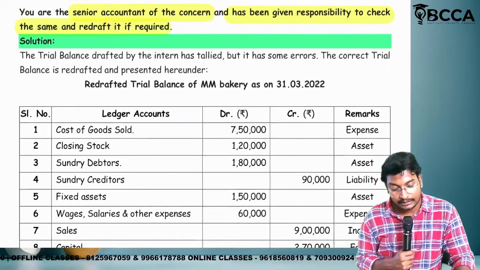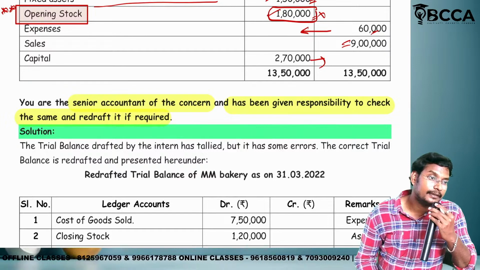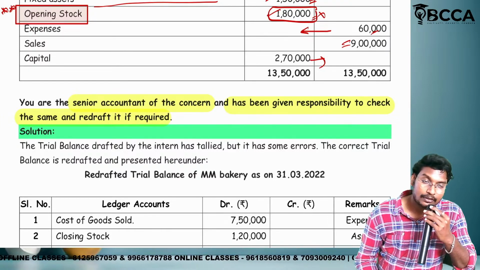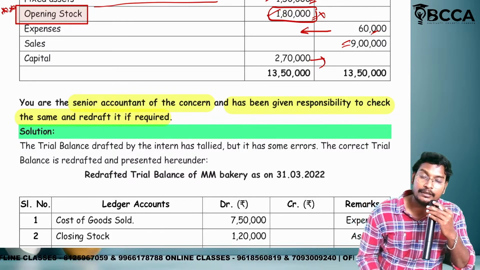What is the important point, ma, here? We have to write the note point. What is the note point we have to write? We already considered the opening stock in the cost of goods sold itself, so we no need to record opening stock once again in the trial balance.